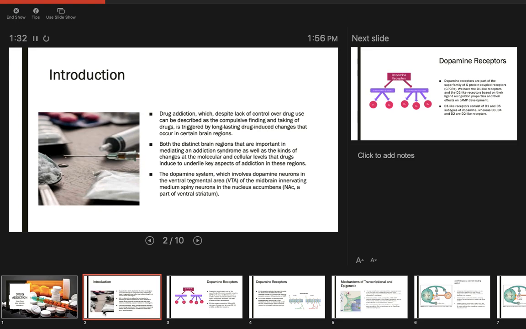The dopamine system, which involves dopamine neurons in the ventral tegmental area of the midbrain, innervating medium spiny neurons in the nucleus accumbens, NAc, a part of the ventral striatum.